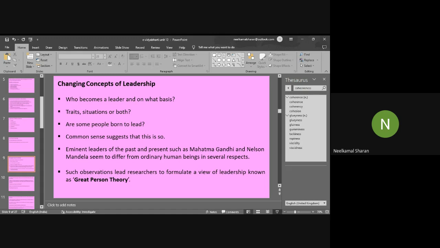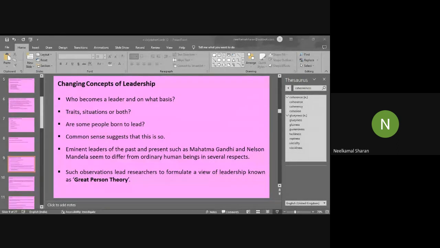So next, let us understand the changing concepts of leadership, how this leadership has started, and how the definition or concepts of leadership has changed nowadays. So let us see. A certain question came into the minds of the researchers, that who becomes a leader and on what basis. Is it trait, situations, or both? On what basis a person becomes a leader?